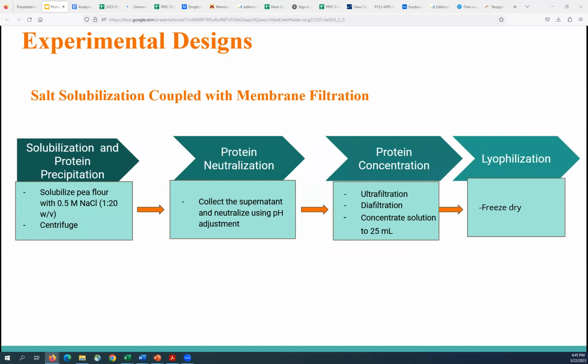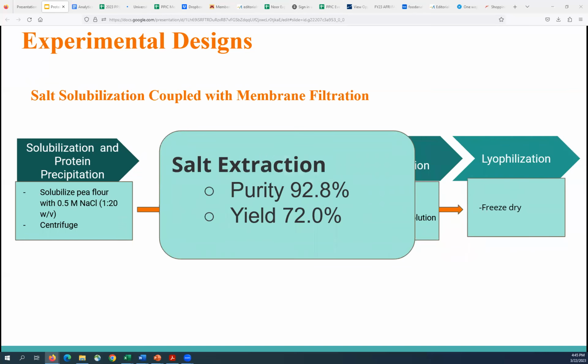The next extraction method that Hansen evaluated was a salt solubilization extraction method coupled with membrane filtration. This technique used a 0.5 molar NaCl solution to solubilize the pea flour. This increases the charge load on the proteins and causes them to be repelled from one another and then interact more with the water. So in the end, after centrifugation, the proteins are in the supernatant. The proteins are then neutralized and they undergo ultrafiltration or diafiltration to concentrate and then help remove that excess salt. And then after that, they're freeze-dried. So the purity for the salt extraction was 92.8% and the yield for this extraction was 72%.